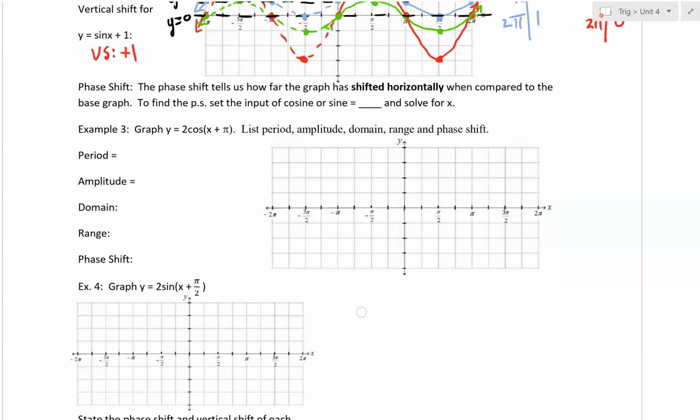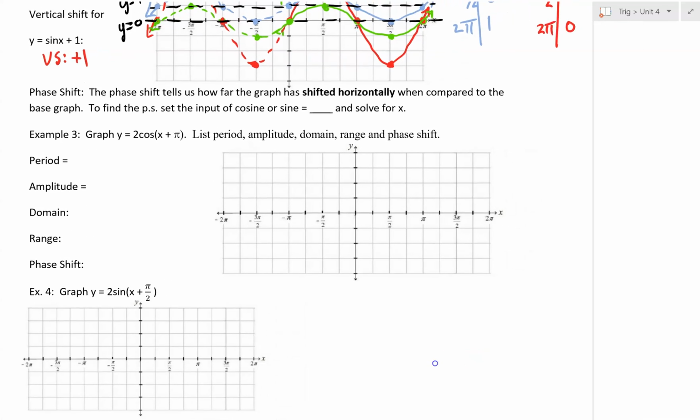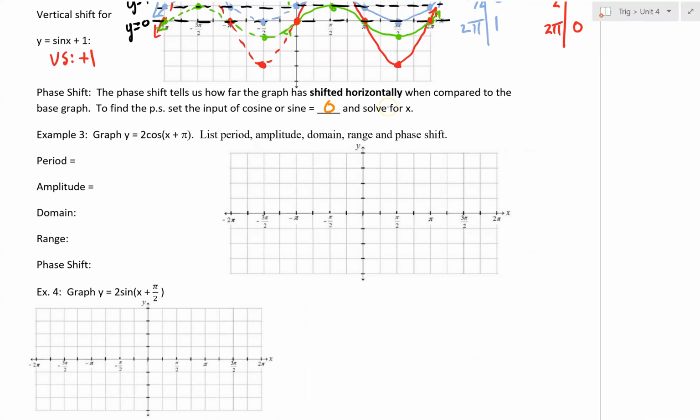Phase shift. So we talked about a vertical shift. We talked about an amplitude where it's stretching it out vertically. Now we're going to talk about a phase shift. But the phase shift is really nothing more than left to right movement. It's your h value. The phase shift tells us how far the graph has shifted horizontally when compared to the base graph. To find the phase shift, set the input of cosine or sine equal to 0 and solve.